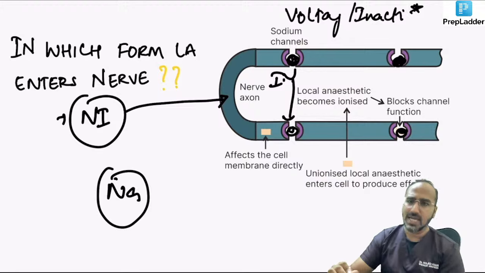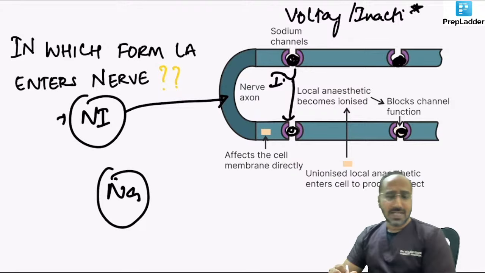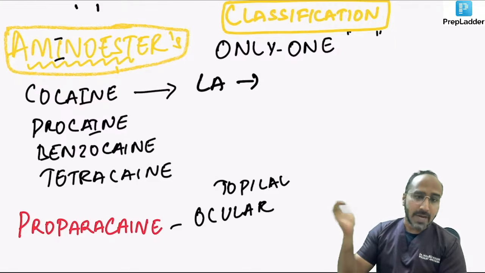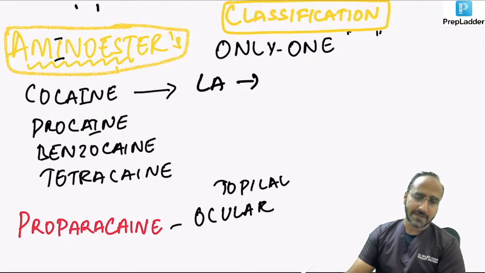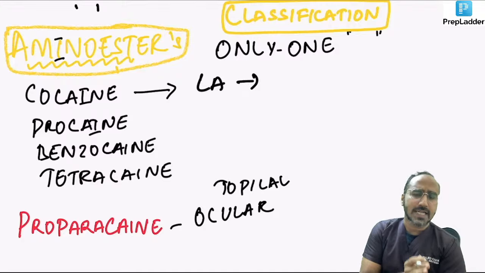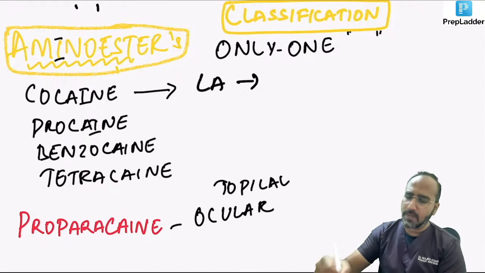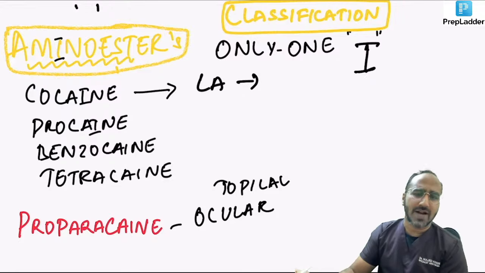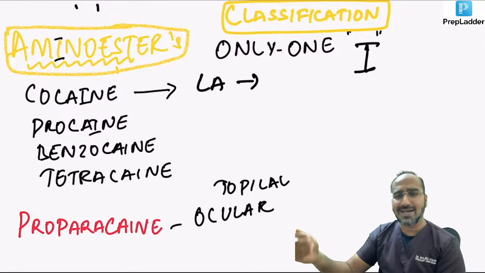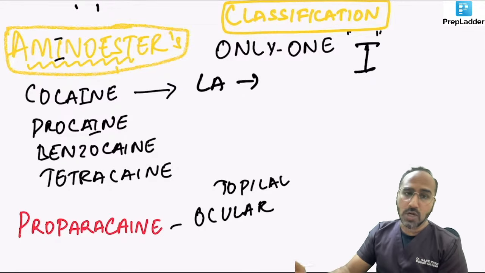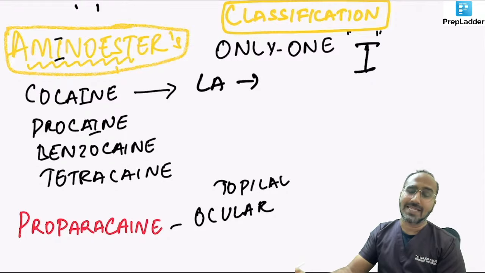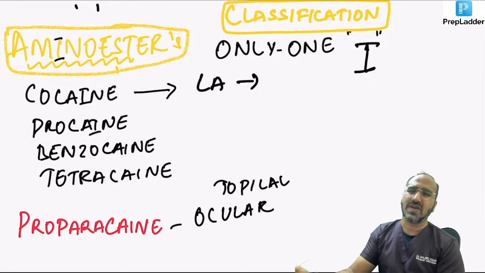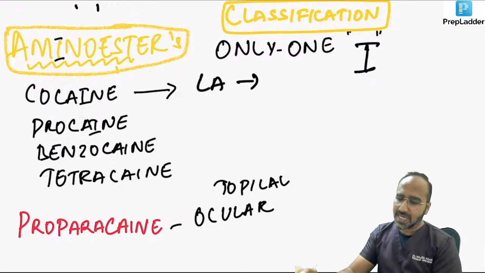Okay. Now guys, we'll discuss the classification of local anesthetics. They are classified into two categories: one is called amino ester, the other is called amino amide. By looking at the local anesthetic name, you can say amino ester or amino amide. Why? Because all amino esters will have one letter I in the name: cocaine, procaine, benzocaine, tetracaine, chloroprocaine and proparacaine. These are amino esters. Why? Because they are metabolized in the plasma by plasma esterases.